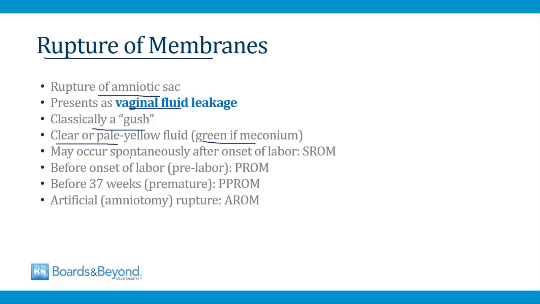The membrane rupture can occur spontaneously after the onset of labor. This is called an SROM. It can also occur before the onset of labor. This is called pre-labor rupture of membranes, or PROM. Sometimes the rupture of membranes occurs before 37 weeks, which is premature, and before the onset of labor. This is called a PPROM. And then lastly, as I mentioned earlier, sometimes it's necessary to artificially rupture the membranes. This is called an amniotomy or an AROM.